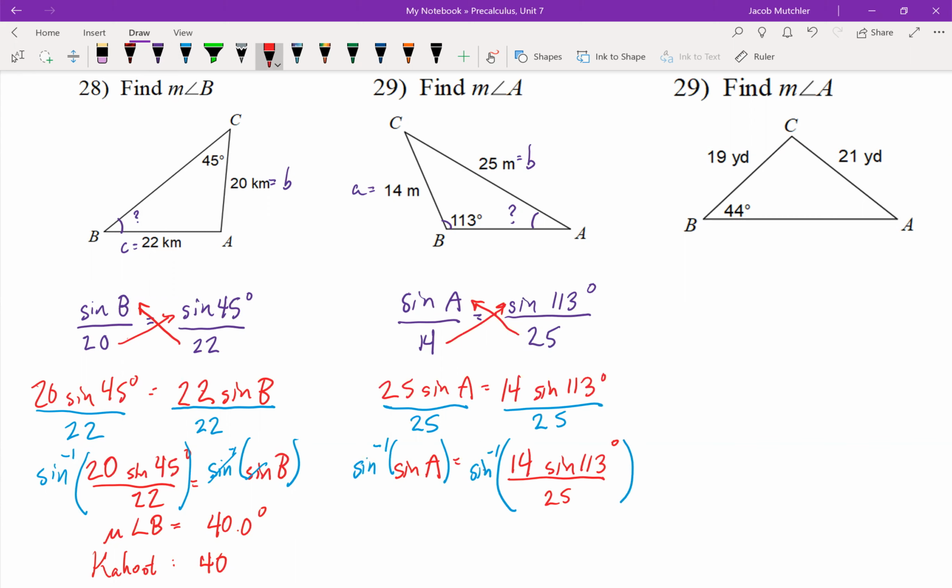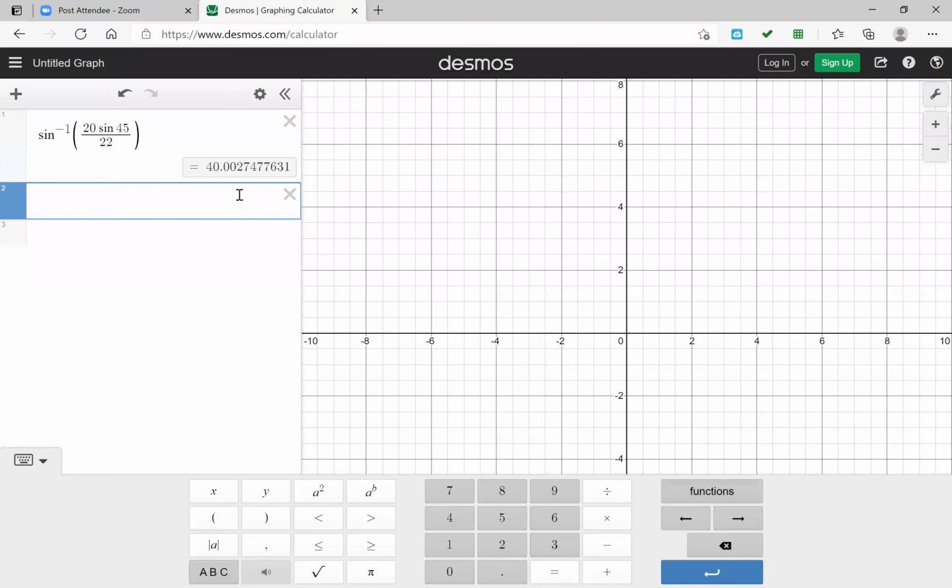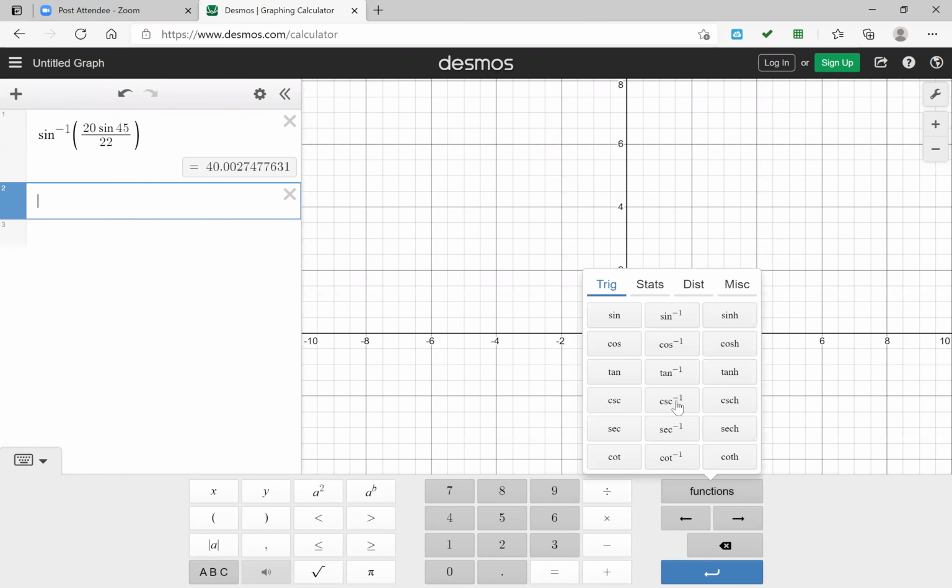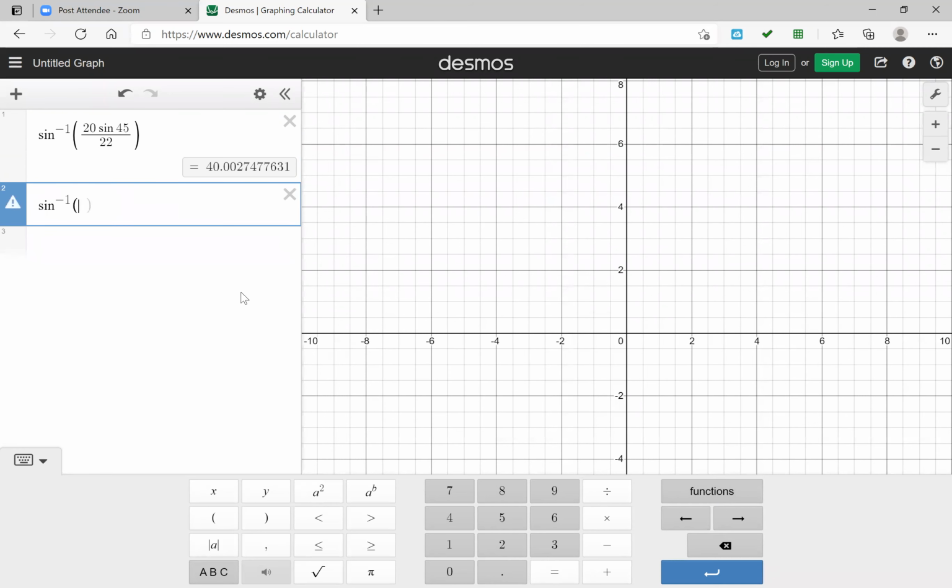So again, that's my setup. Inverse sine of 14 sine of 113 degrees all over 25. Let's get our answer on the calculator. So for this one, I'll select the actual inverse sine function there from the menu. And then let's put in our fraction. So for this one, it's 14 sine 113 degrees divided by 25. And here again, we're getting a rounding to a whole number, 31.0 degrees. Again, we're looking for an angle measure.